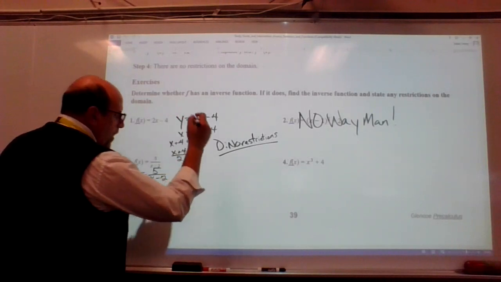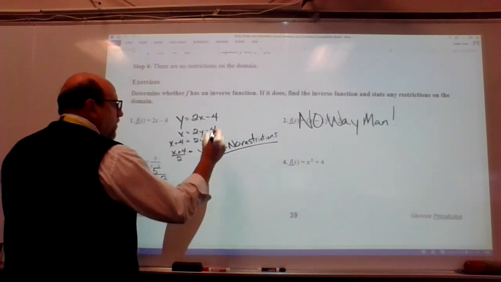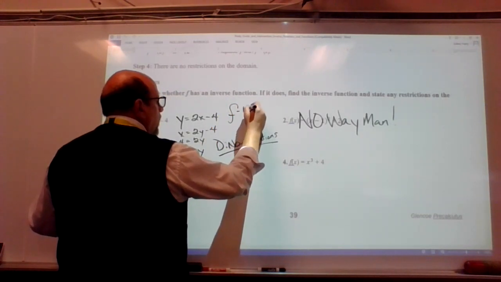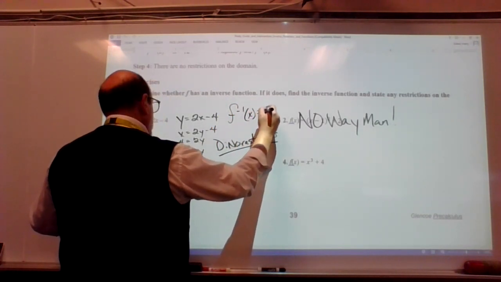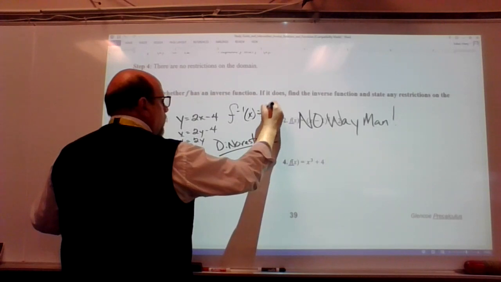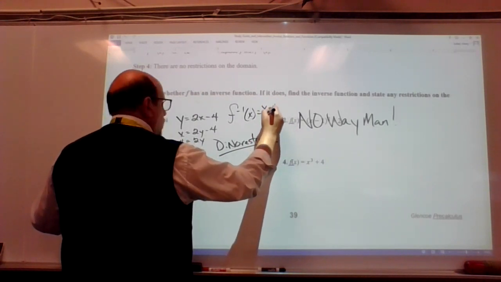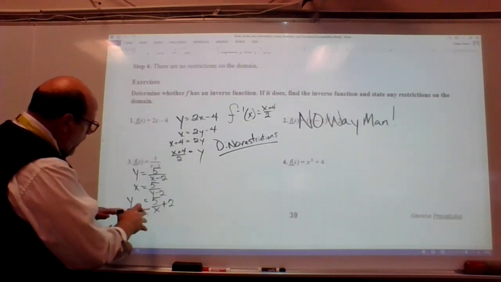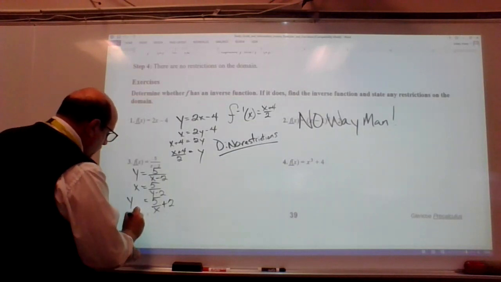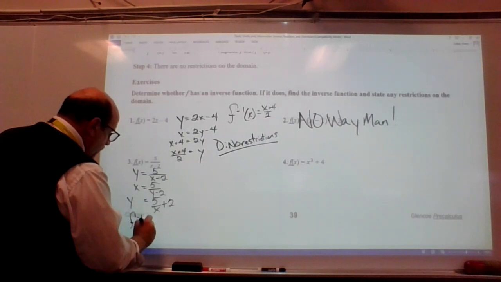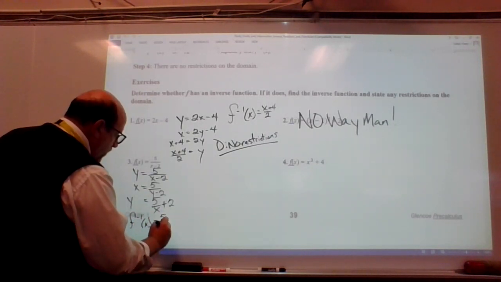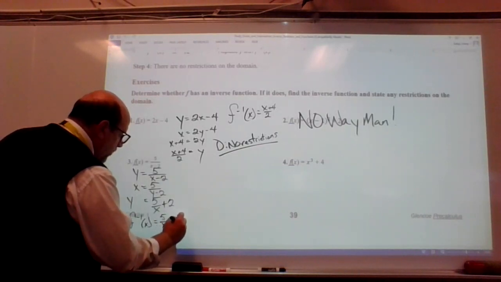Oh, I apologize. I forgot to write this as the inverse function. f minus 1 of x equals x plus 4 over 2. Okay, that's our inverse function. So here we are, and I can rewrite it as f inverse of x equals 5 over x plus 2.